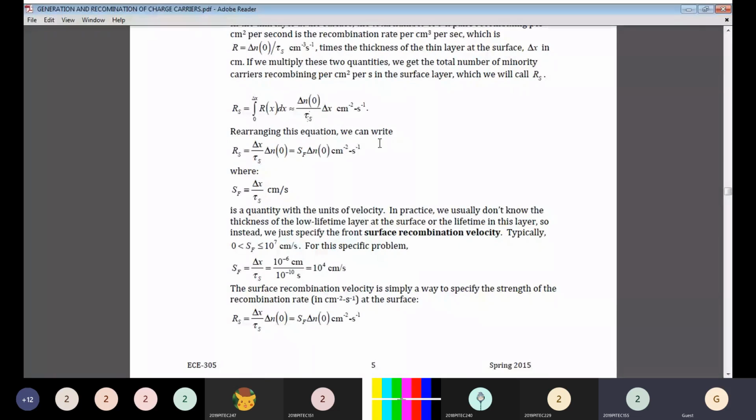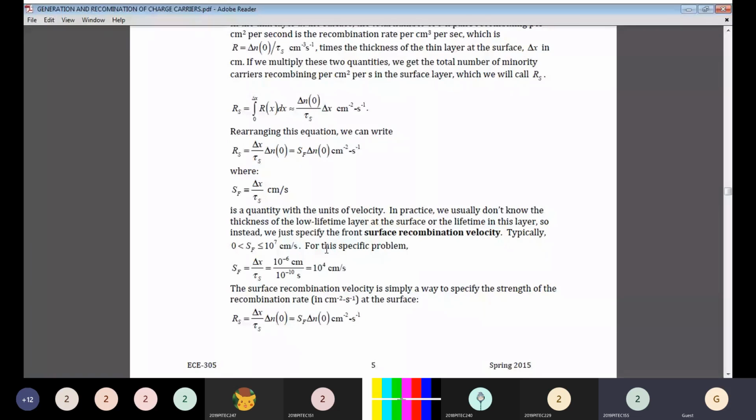Rearranging this equation, we can write Rs = (Δx/τs) Δn(0), which is equal to Sf Δn(0) per centimeter square per second, where Sf = Δx/τs in centimeter per second. Sf is a quantity with the units of velocity. In practice, we usually don't know the thickness of the low lifetime layer at the surface or the lifetime in this layer. So instead, we just specify the front surface recombination velocity. Typically, 0 ≤ Sf ≤ 10^7 centimeters per second.